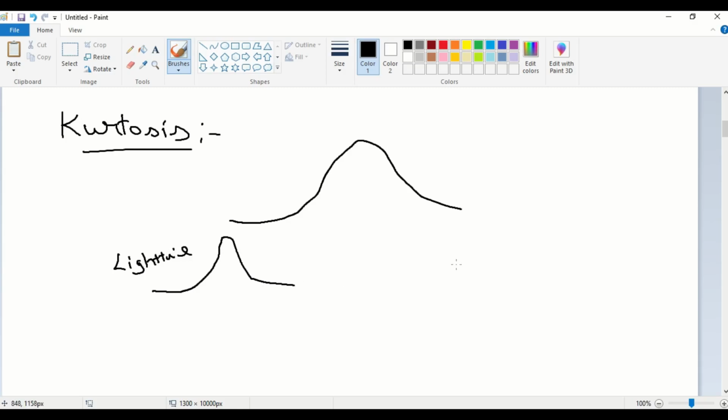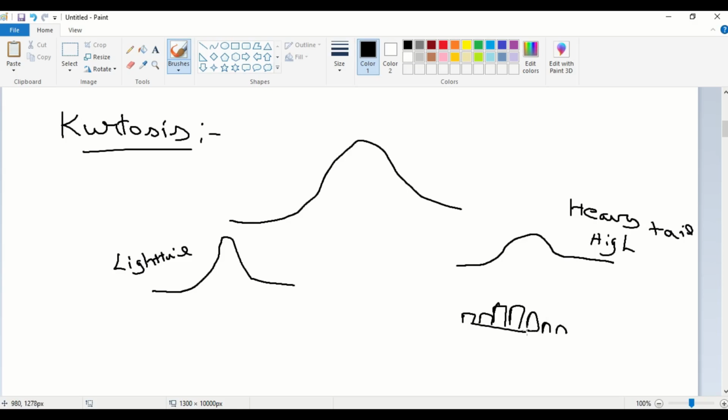At the same time, if the distribution is increased slowly and decreased gradually, we tell this as high-tailed or heavy-tailed. Actually, the data will look like this when we do a column chart like this. And then the light tail will look like this.